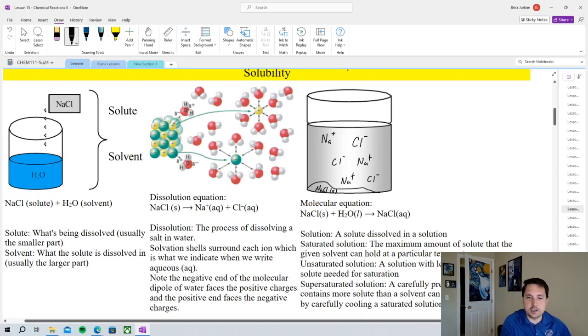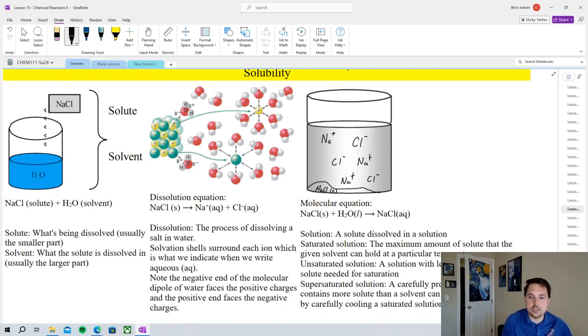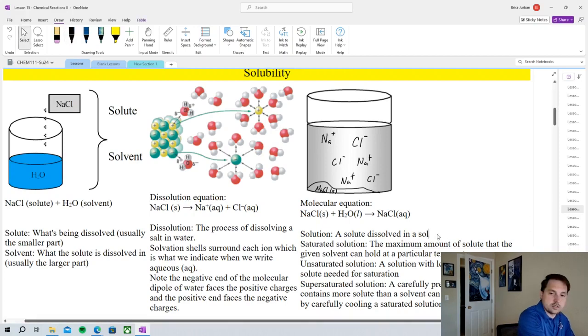In this depiction here, we have a saturated solution, which means that we've dissolved the maximum amount of solute for a particular temperature. If we were to increase the temperature, more sodium chloride would be able to dissolve, and we would end up getting an unsaturated solution, which is a solution that has less than the amount of solute needed for saturation. And again, the definition of solution is a solute dissolved in a solvent.